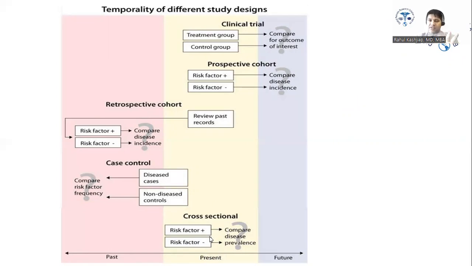Cross-sectional design, you look at both risk factors and outcomes at the same time. We did talk about it. It's cross-section at the time. Case control design, I talked about. You start in the present with the disease and non-disease and look back into their risk factors. That's a case control design.